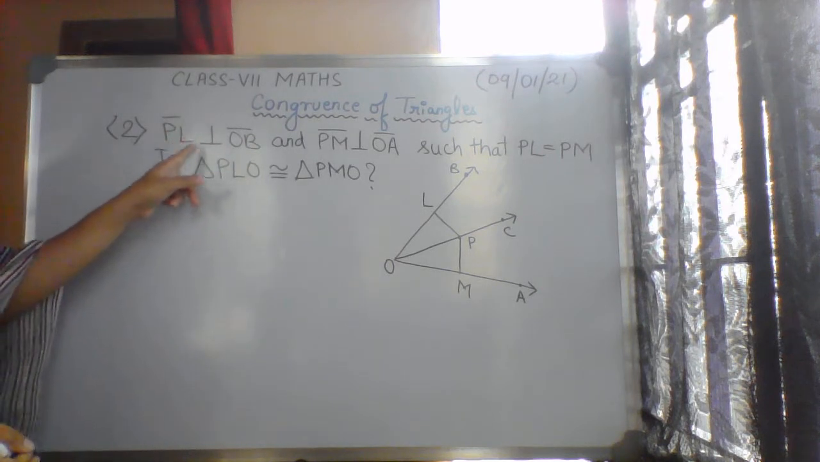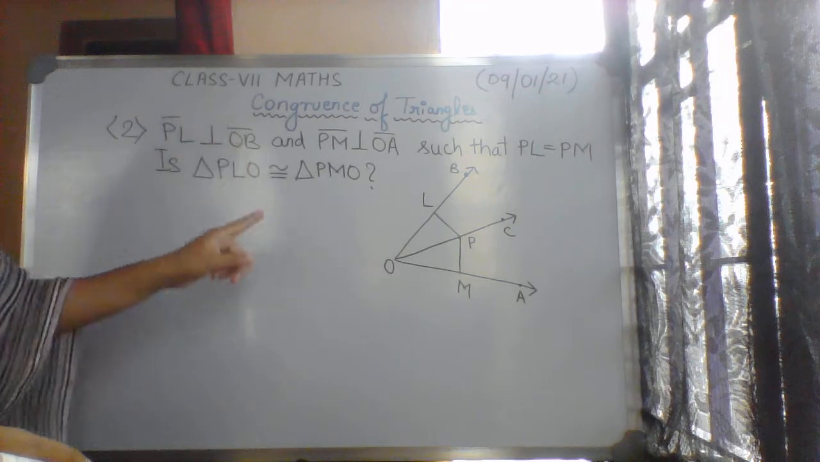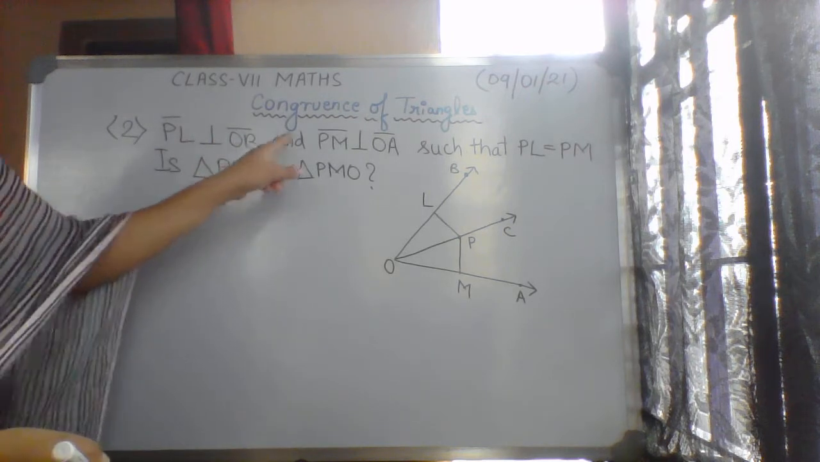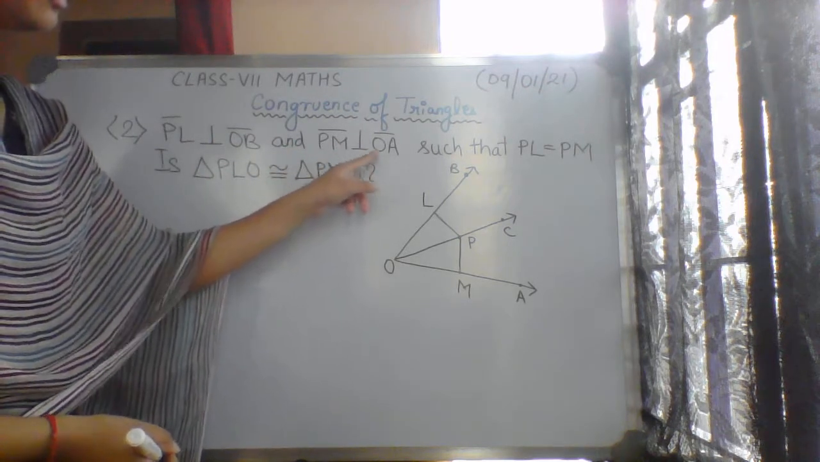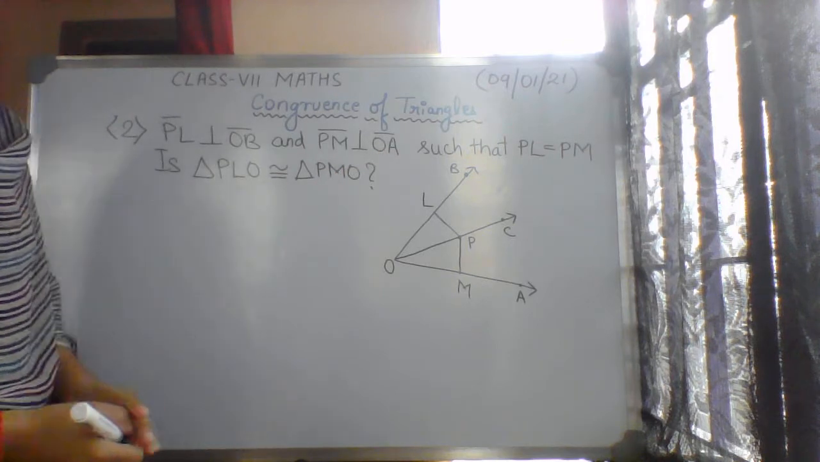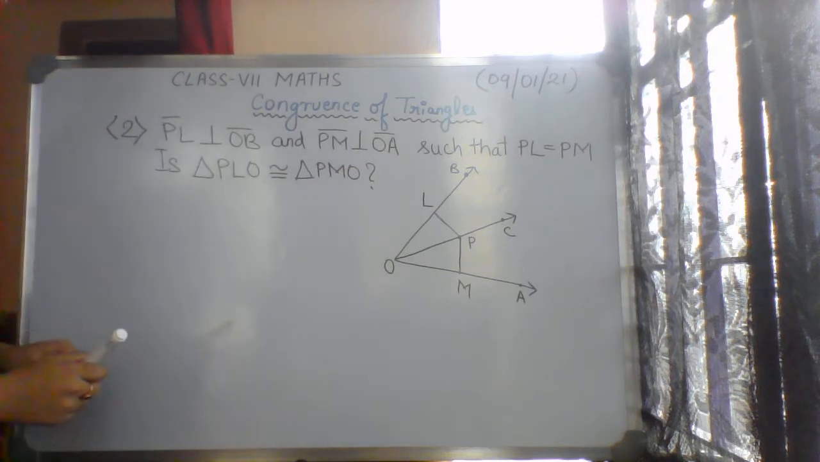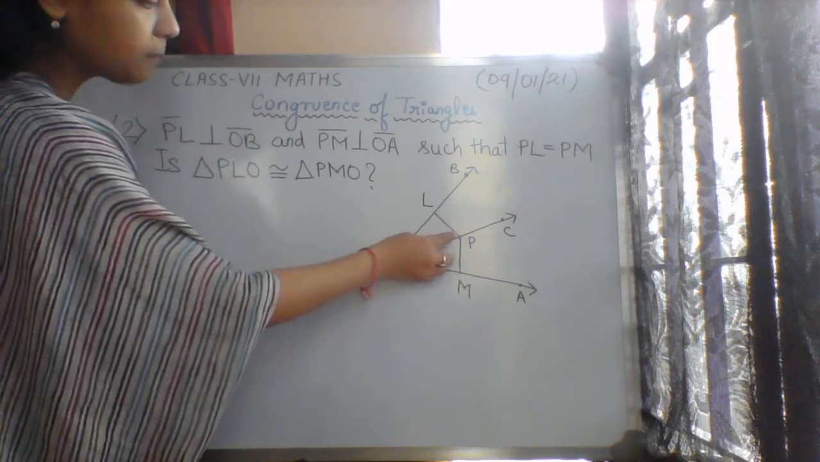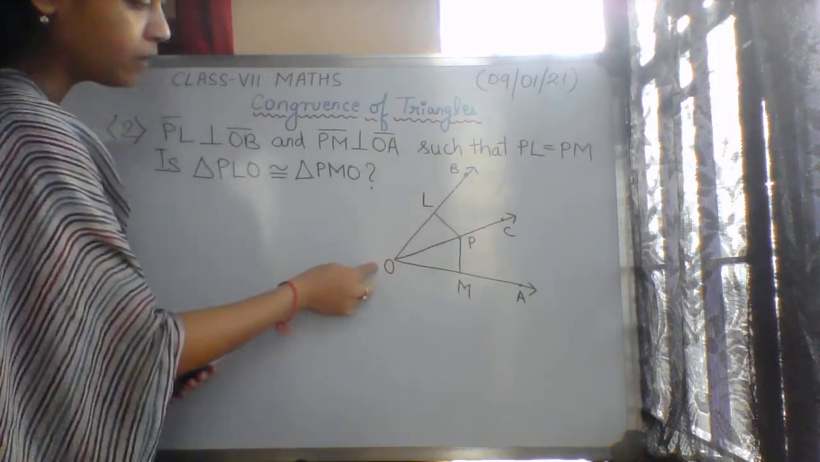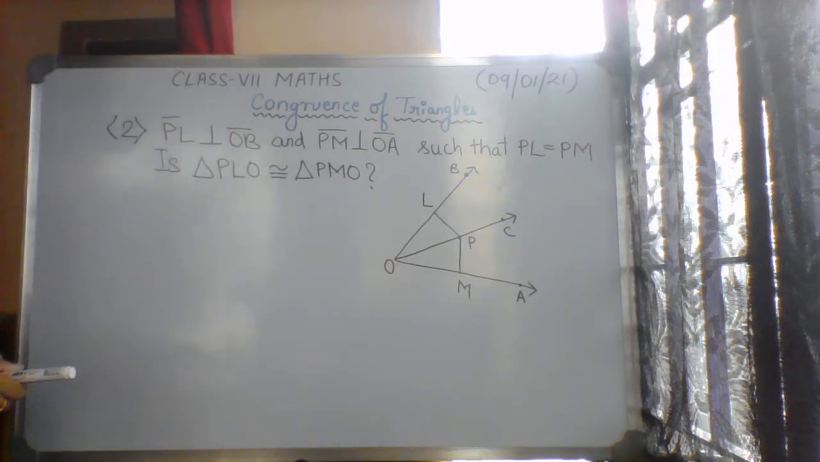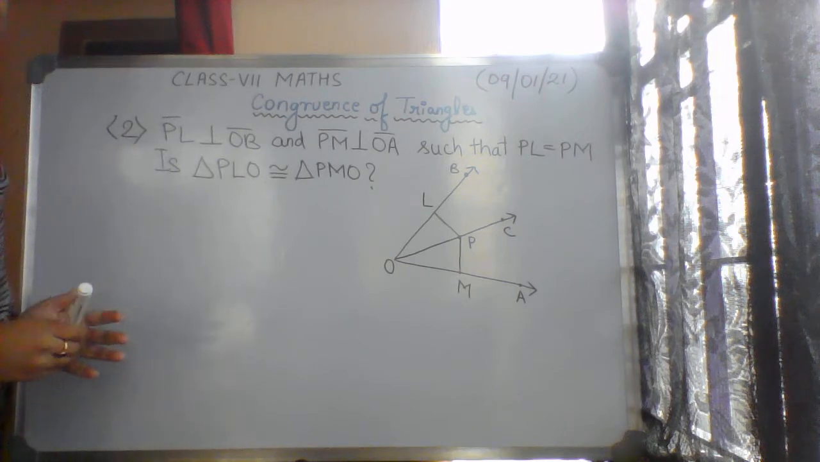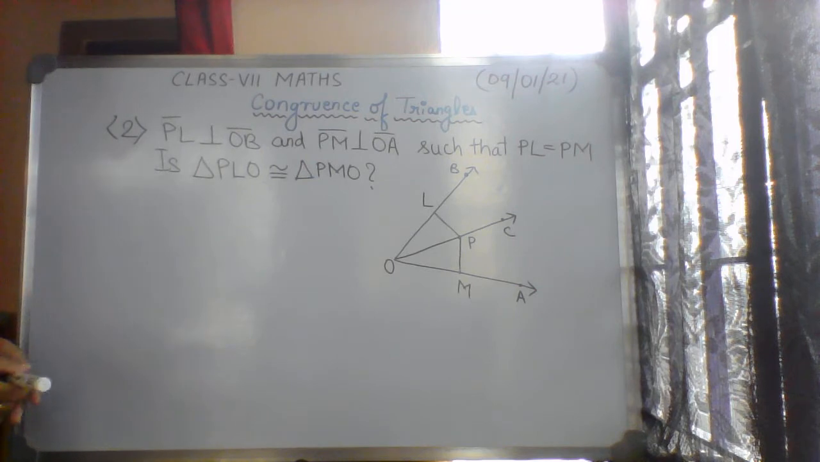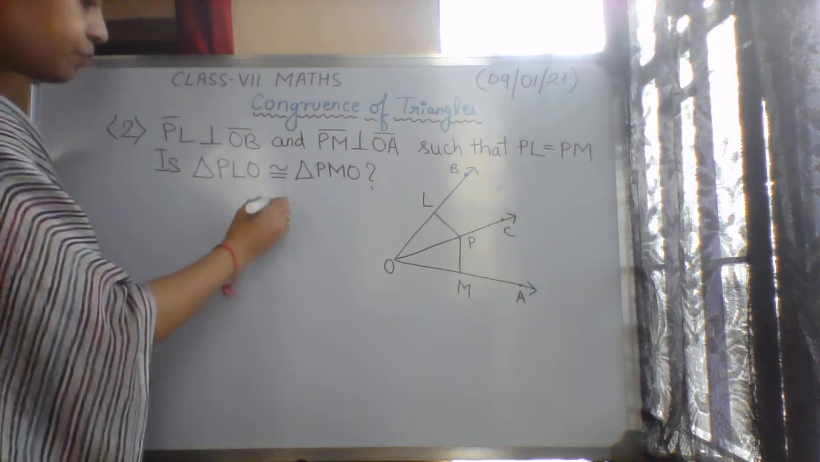So line segment PL perpendicular on line segment OB. Okay, and line segment PM perpendicular on line segment OA. So what they are telling, PL perpendicular on OB. What is the meaning of perpendicular? If you don't know the meaning of perpendicular, you will not be able to solve this question. So the meaning of perpendicular line should be clear to you. What are perpendicular lines?